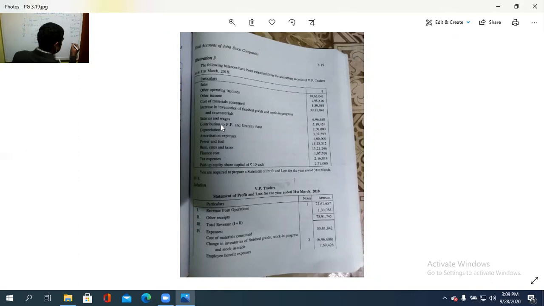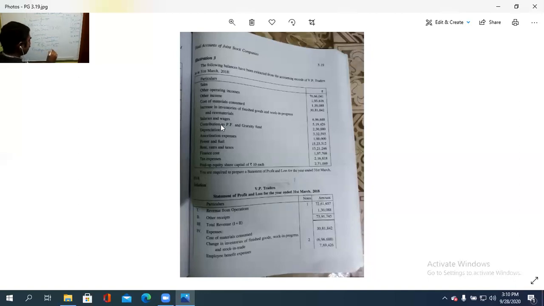It is a deficit. That is actually 6,96,688. That is a deficit item. So 6,96,688.